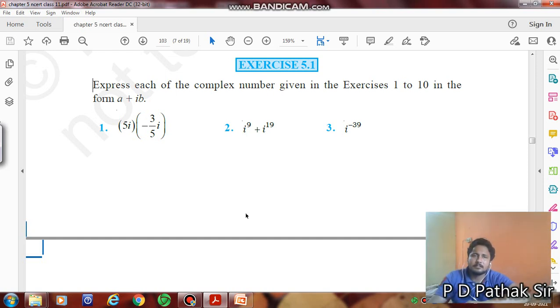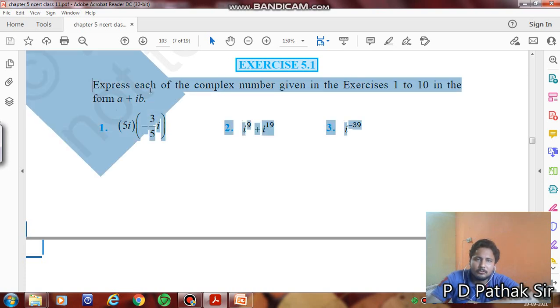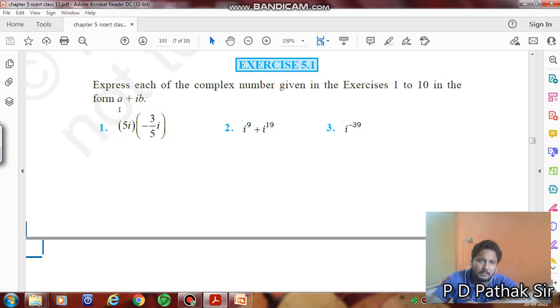Namaskar. Let's complete some questions of exercise 5.1 on complex numbers, class 11th, chapter number 5. According to the question, express each of the complex numbers given in exercises 1 to 10 in the form a plus iota b. A plus iota b means we have to express all these numbers in the standard form of complex numbers.